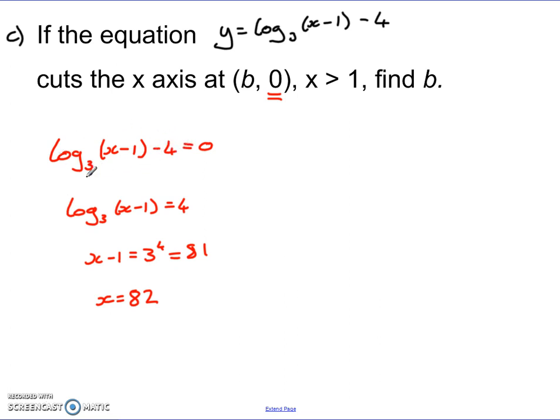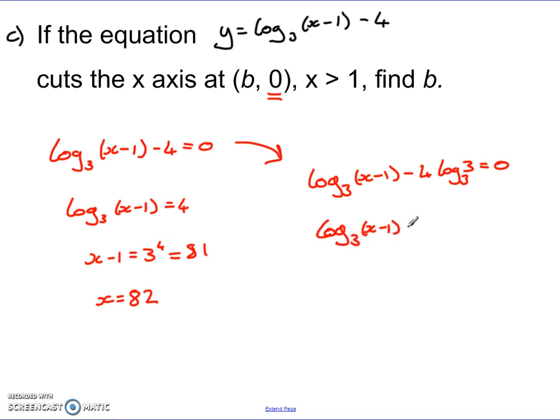Another way is combining them both on this side, setting equal to 0 and then solving it. So I'm going to show you that as well. So what we could have done is taken this 4 and written it as 4 times log to the base 3 of 3, so log to the base 3 of x minus 1 take away 4 times log to the base 3 of 3 equals 0. Now, because remember, log to the base 3 of 3 is 1, or log to the base a of a is 1. What I can then do is write it as log to the base 3 of x minus 1, take away log to the base 3, take the 4 up to the top and make it the power of 4, take away 81 equals 0.